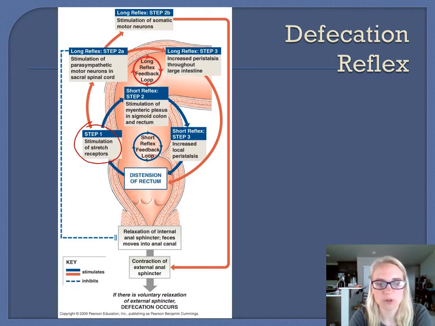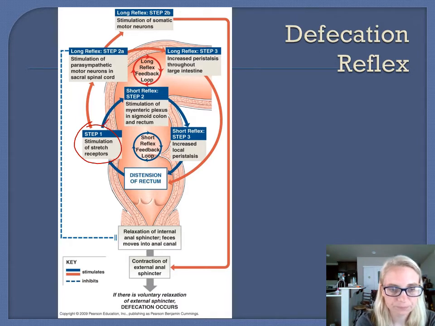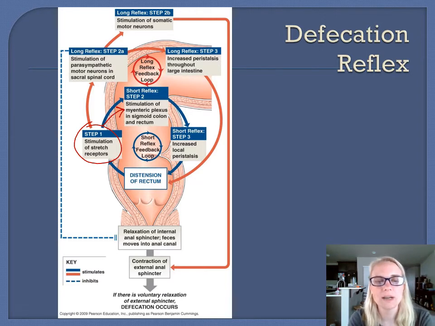So stretch receptors. The wall of the rectum is now getting extended because of this incoming solid waste. So this triggers two paths. We're going to do the short reflex first and then the long reflex. In the short reflex, step 2 here, it stimulates the myenteric plexus, because we still have that, just modified a little bit in the large intestine, and that triggers muscular contractions of just the sigmoid colon. Okay, so that increases local peristalsis.